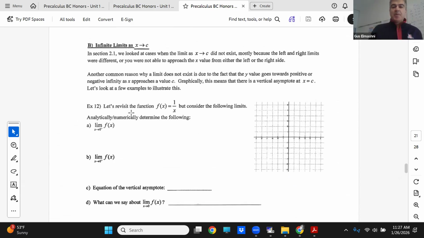Okay. Infinite limits. Here we go. So we're going to look at what happens to y when x approaches c, but the limit as x approaches c does not exist, so the left and right hand limits are different. Or when I do the left and right hand limits, they're going to be approaching infinity. So let's revisit 1 over x, which I know looks like this.